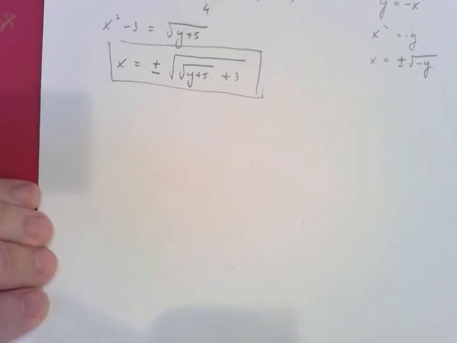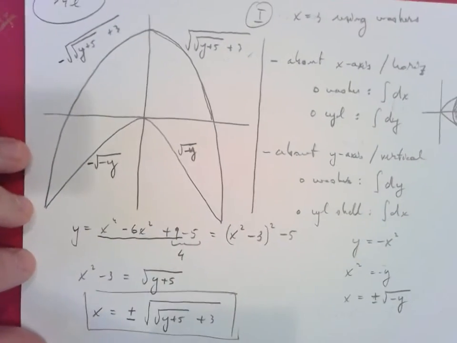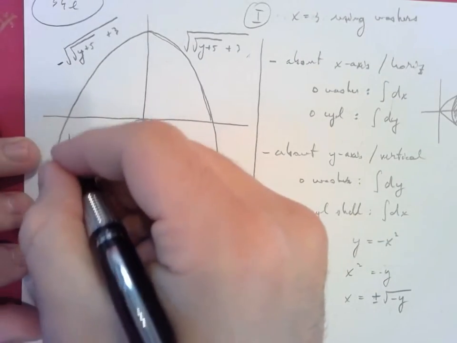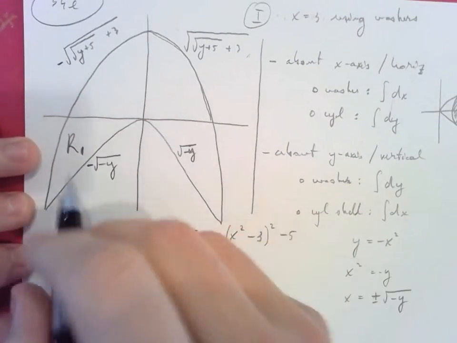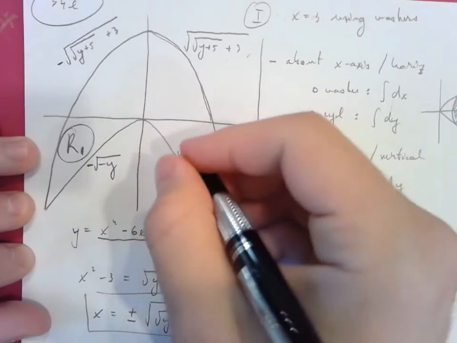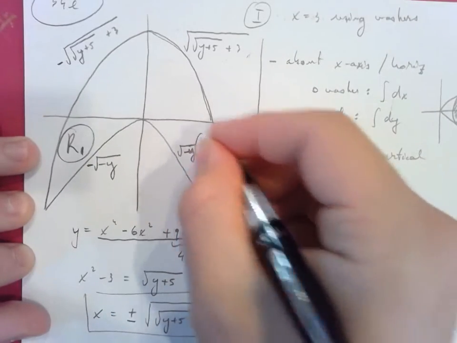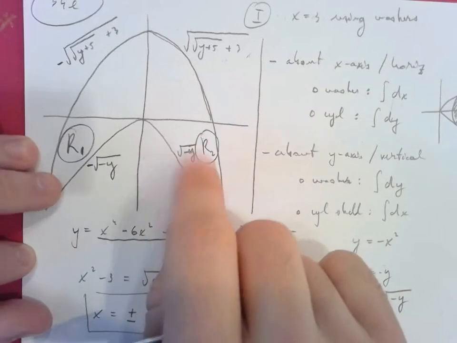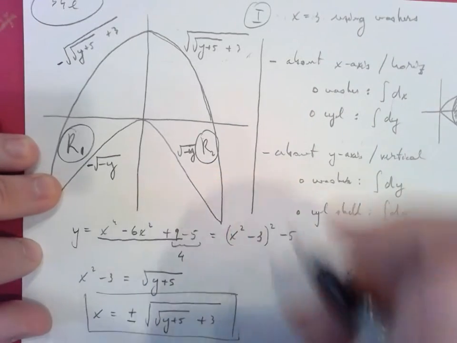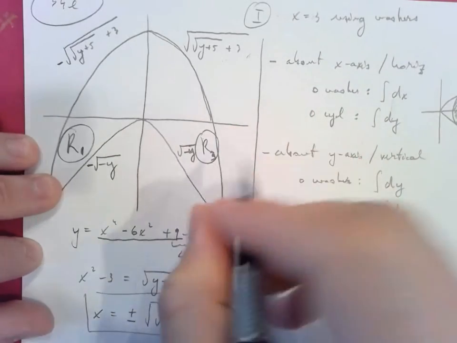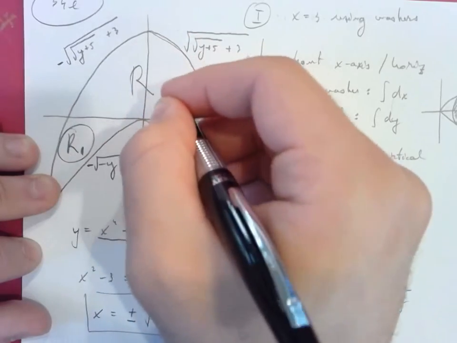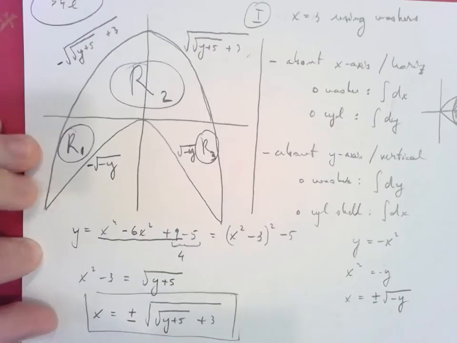Let me split this into three regions. The region 1 is going to be down here. Region 2 is going to be down here. Let me call that region 3 to be consistent. And region 2 is the bigger region in the middle, okay?